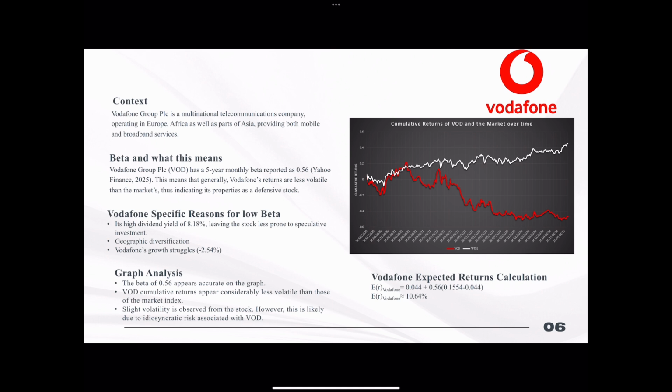Now, if you look at the graph on the right, we can see the beta of 0.56 appears accurate on the graph, and the cumulative returns appear considerably less volatile than those of the market index. Slight volatility is observed, but that can be determined to be idiosyncratic risk. We also have the expected return of Vodafone, which has been given as 10.64%.